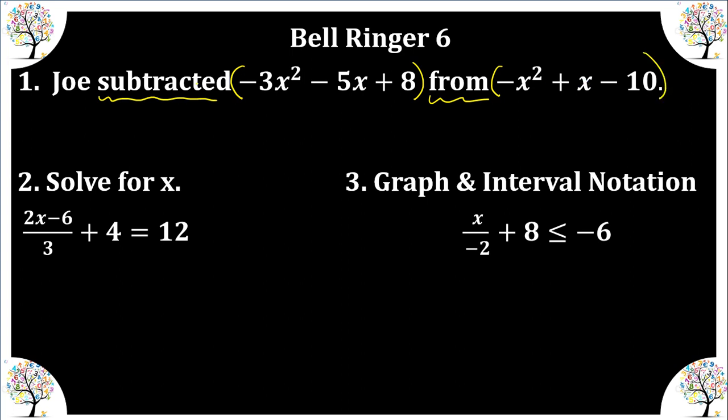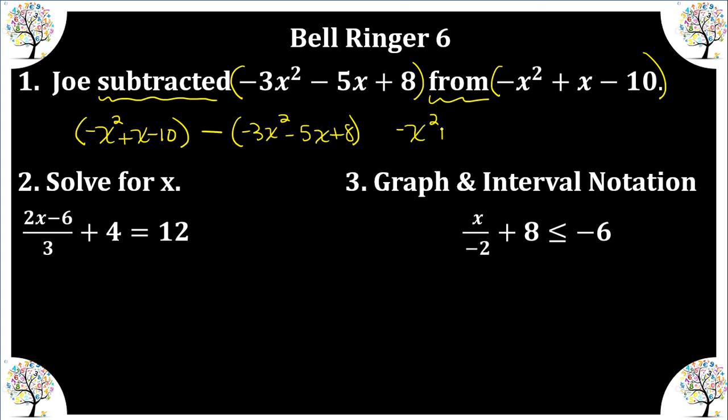and we are subtracting. Yes, you do need parentheses, so I have negative x squared plus x minus 10, subtract negative 3x squared minus 5x plus 8. So I can dissolve these parentheses, and I have negative x squared plus 1x minus 10. Then I'm going to distribute this negative to each of these terms, turning all of these to their opposite. So we get plus 3x squared plus 5x minus 8.